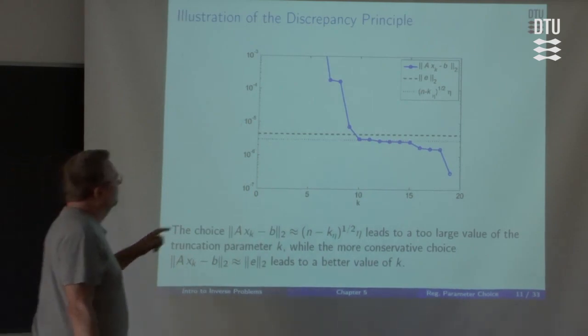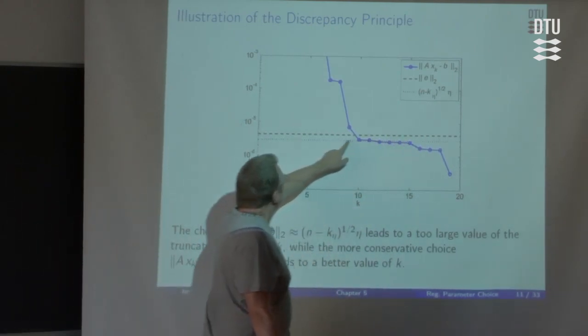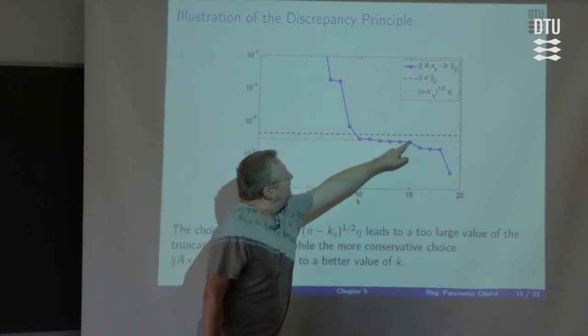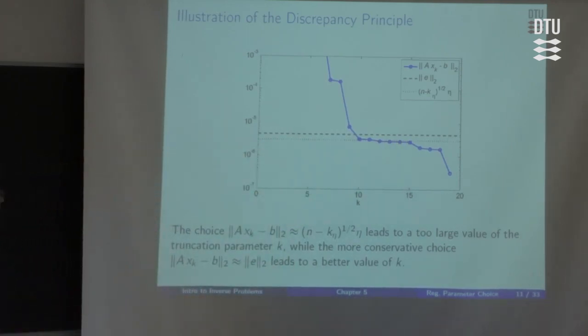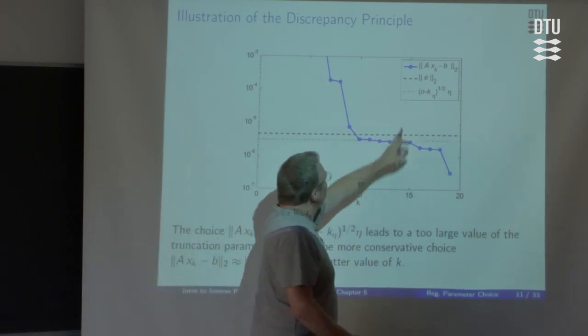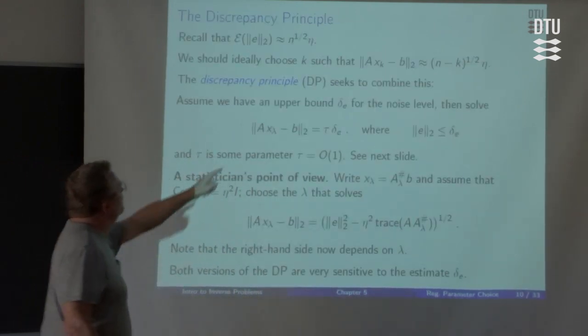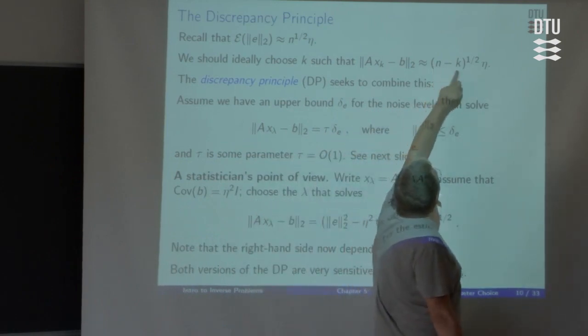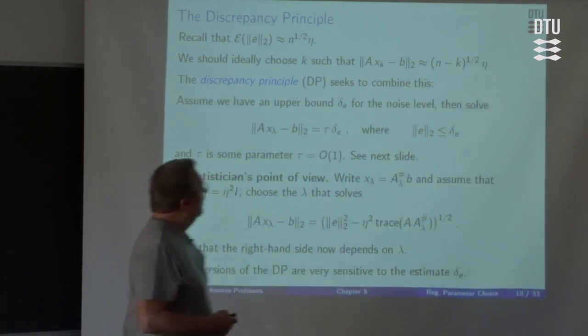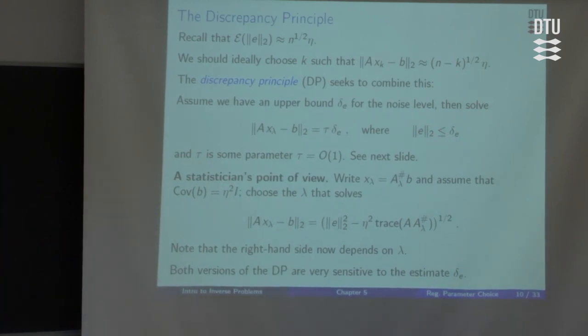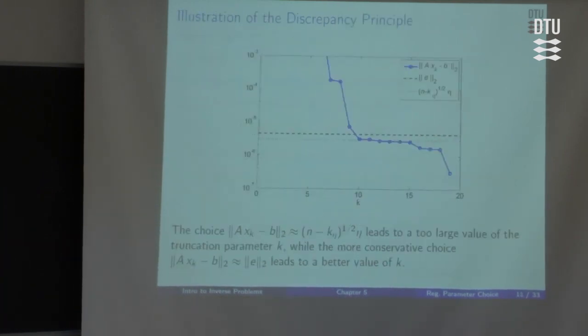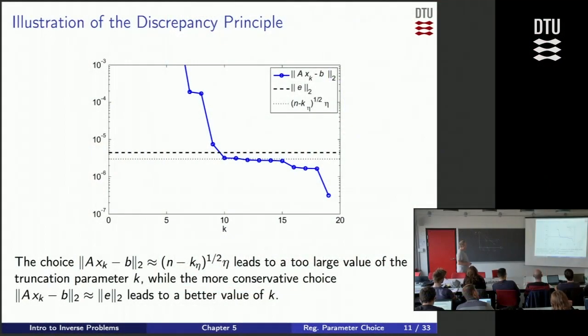And in fact, where this happens, the actual location of this almost flat part of the residual, is at this level there. That's also what I write here. Up here you see square root of n minus k times the standard deviation of the noise, right? So that's not a bad idea, isn't it? This discrepancy principle. If you know your noise level, it's all right. But you have to know that, otherwise what can you do?